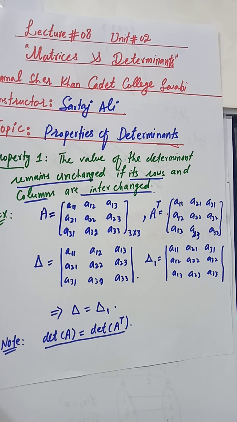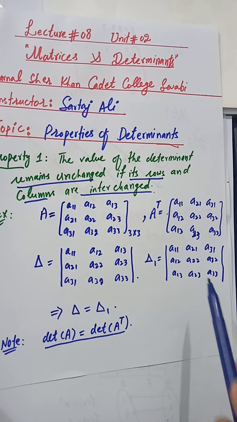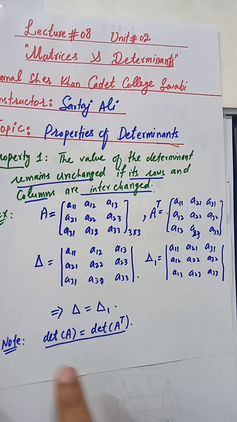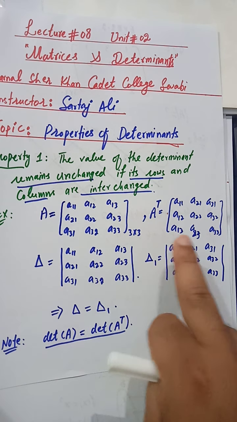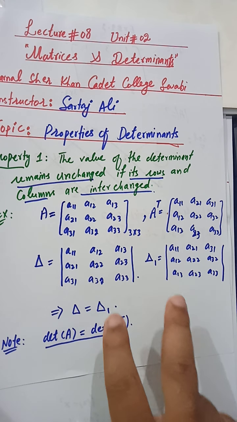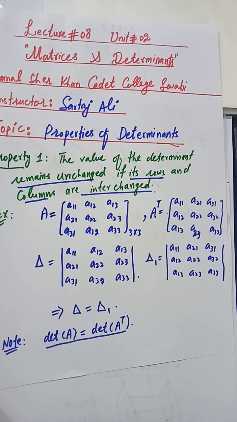I am taking an example to show that this property is true. This property is true in general. If you expand with any row or any column, you will get the same results, because this property says that when you interchange rows into columns and columns into rows, the determinant will remain unchanged. This is property number 1.